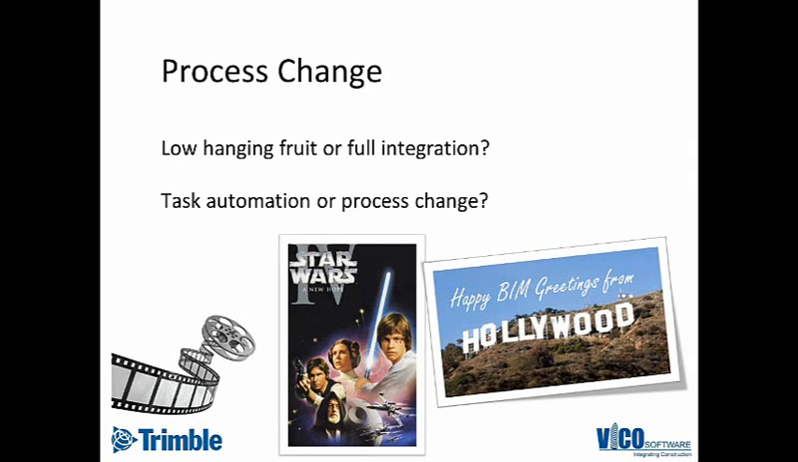Now let's start by asking, what is process change? And like we just said, process change is more than just changing a tool, which would fall in the category of task automation, and that's often seen as the low-hanging fruit. An example there could be the transition that took place going from the manual drafting practice to the use of 2D CAD. That falls in the task automation category.